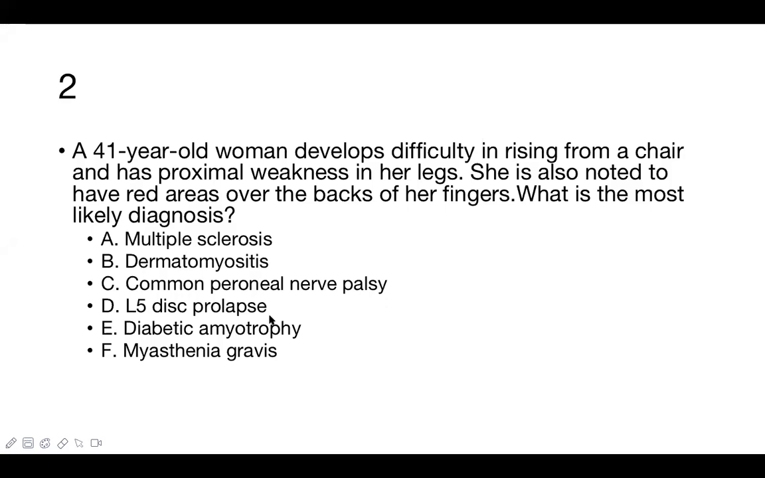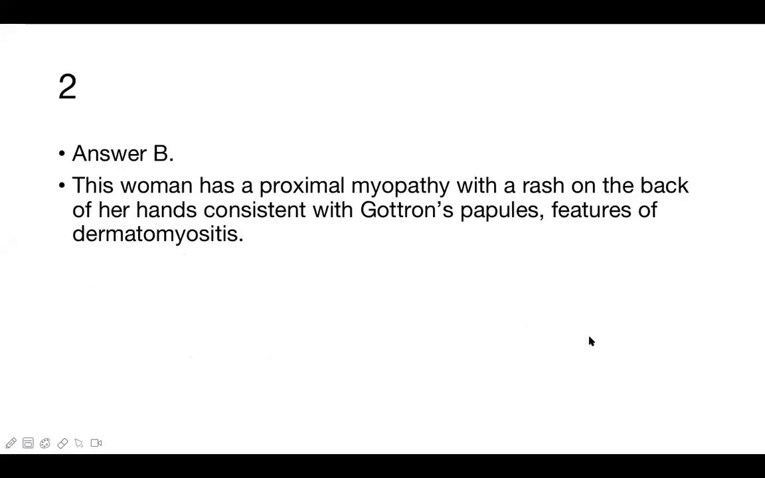It doesn't look like that. L5 and S1 usually supply the ankle jerk area. Diabetic amyotrophy, there is no history at all. And myasthenia gravis, it doesn't look like that. Okay, so straightforward case. So this answer is B.